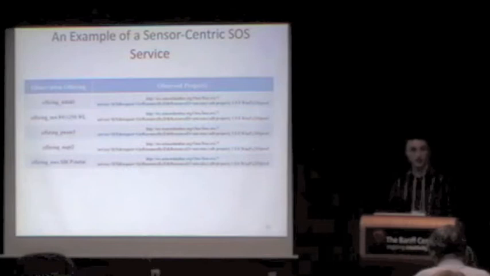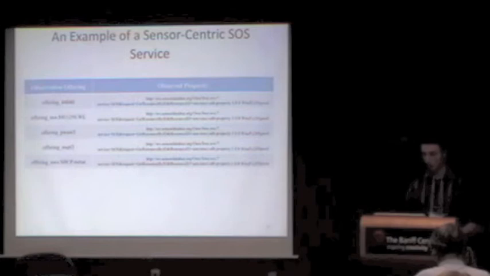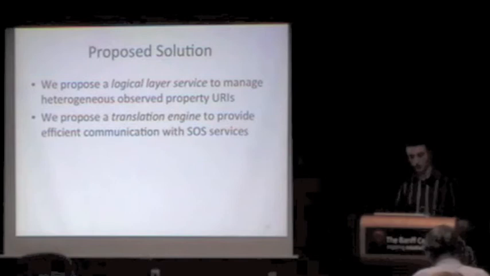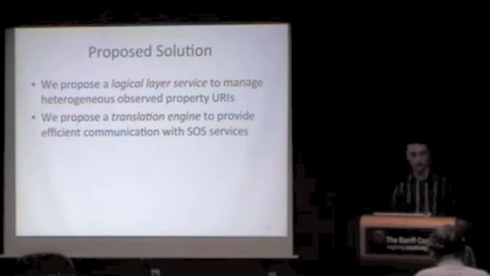So you can see that there's sort of this redundancy here that might be problematic if you just want to get data and you don't want to deal with the communication itself. To solve these problems, we propose two things: a logical layer service to manage heterogeneous observed property URIs, the naming problem, and we also propose a translation engine, and that will provide efficient communication with all the SOS services.